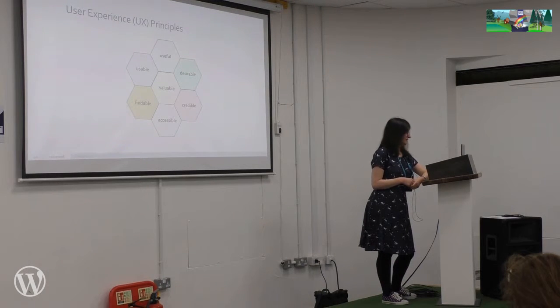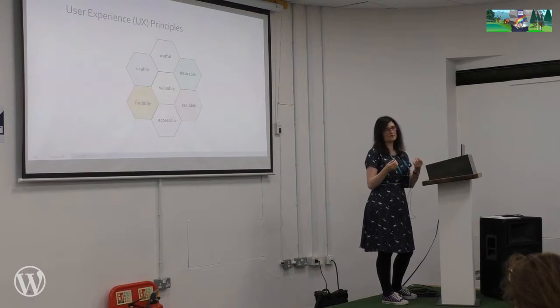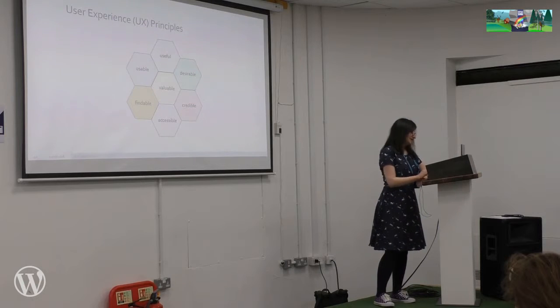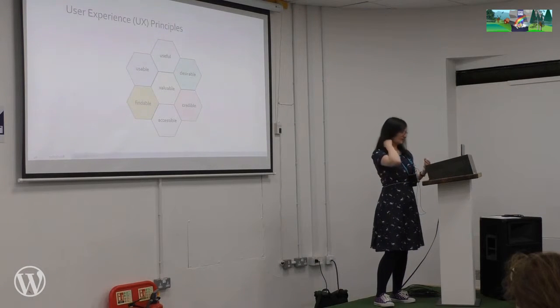Accessibility is also a really important value. About 20% of the population have some kind of disability, and absolutely Gutenberg should be accessible to all of those people. Credibility: the editor has to have people having trust and faith in it. And finally, valuable. There is a lot of excitement about the potential of Gutenberg. It should open up the WordPress project in some regards. It should open up the possibility to create custom blocks, for example.